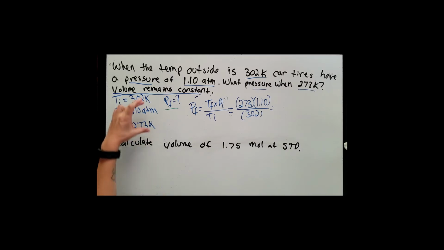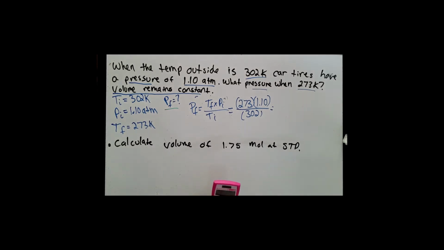Just make sure they're consistent with each other. All right, so let's solve 273 times 1.1 divided by 302. Now, I would expect that my pressure would go down, and it does.